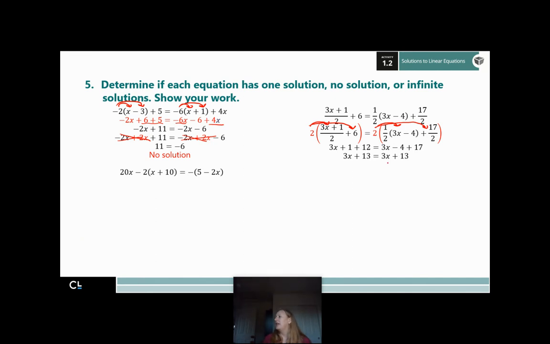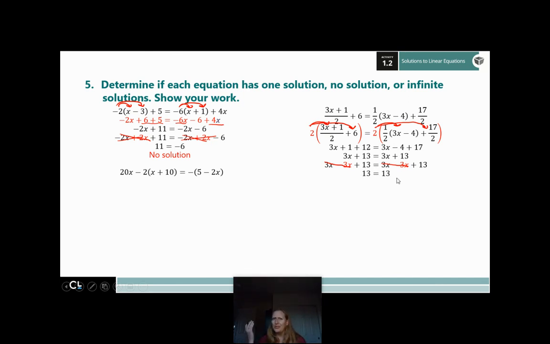Next up, I have x's on both sides. I don't like that, so I'm going to go ahead and eliminate one of them. I'm going to kill one of them off. Well, that's a positive 3x, so I'm going to go ahead and subtract 3x from both sides. But 3x minus 3x is 0, and 3x minus 3x is 0 again, so they canceled out on both sides, which means I just have 13 equals 13.